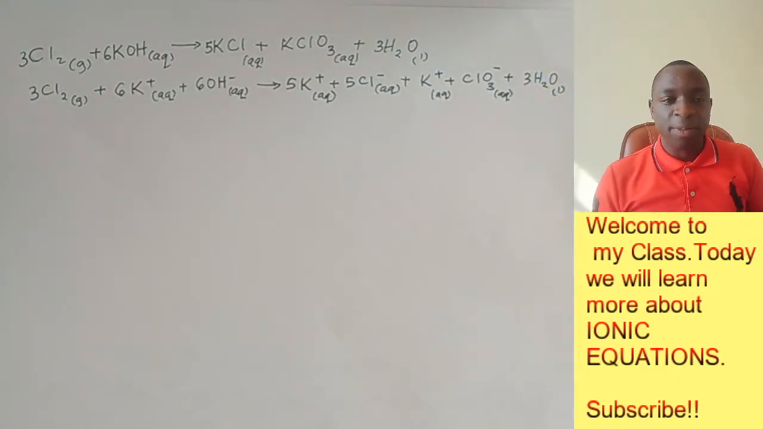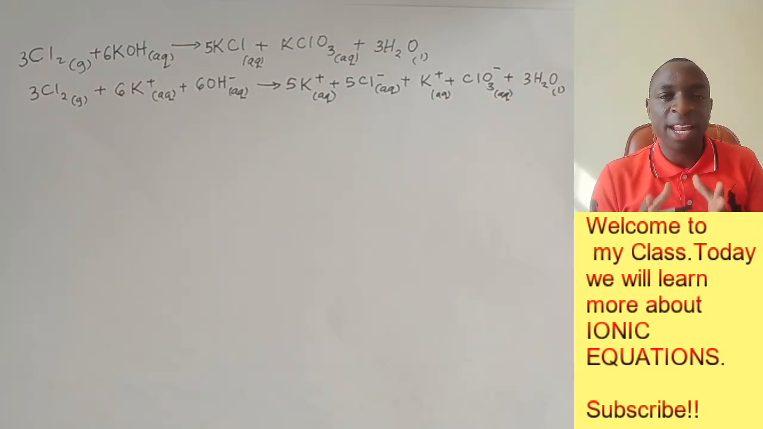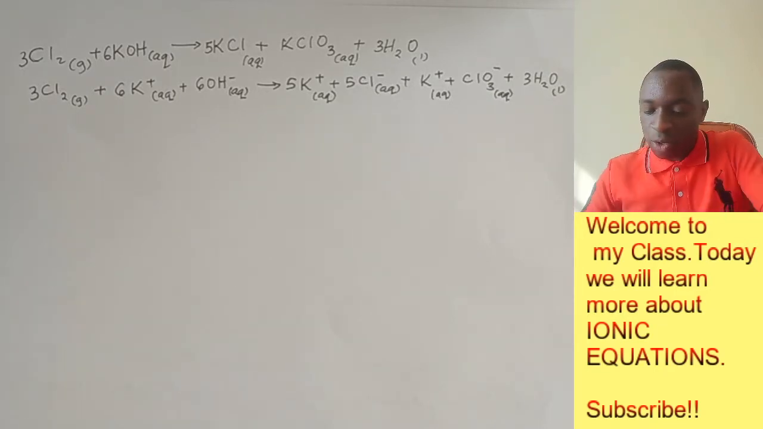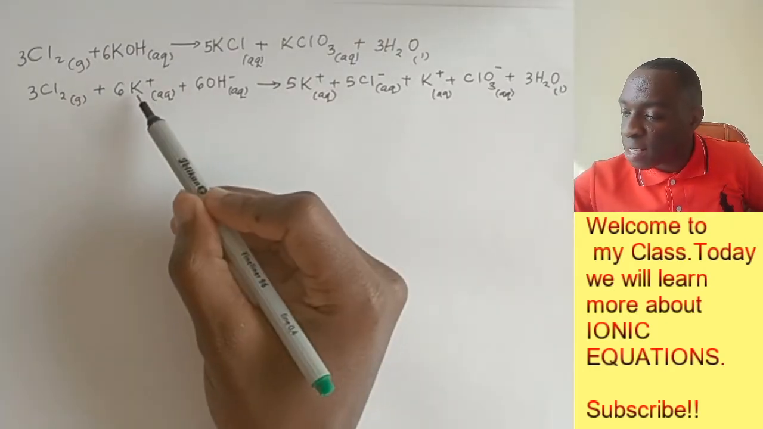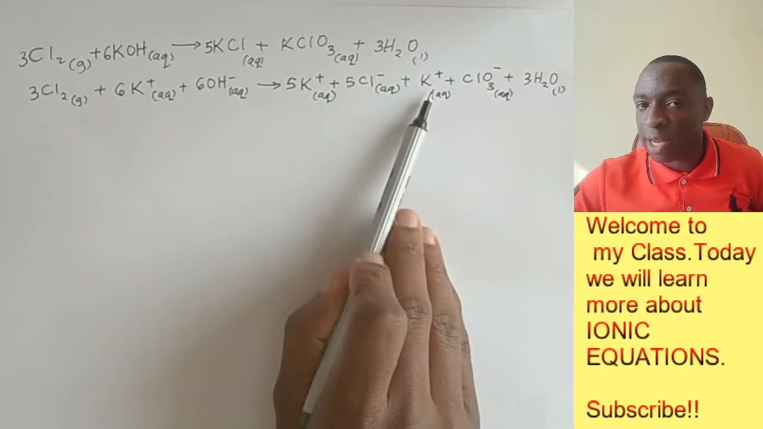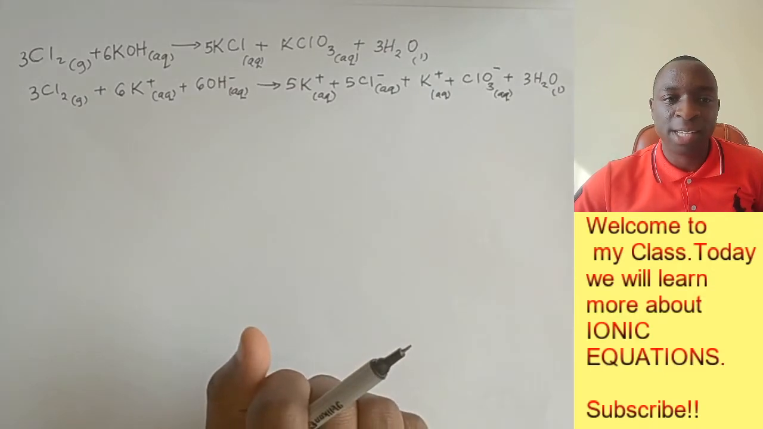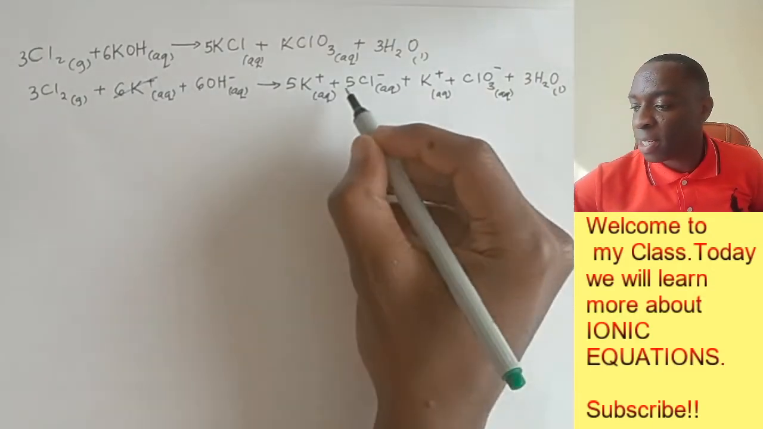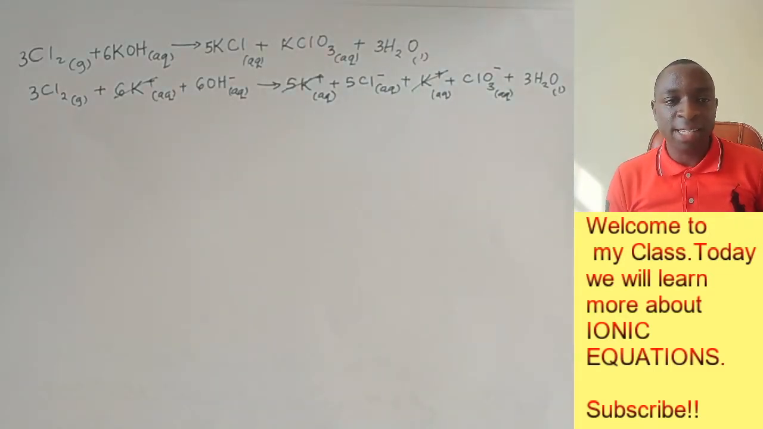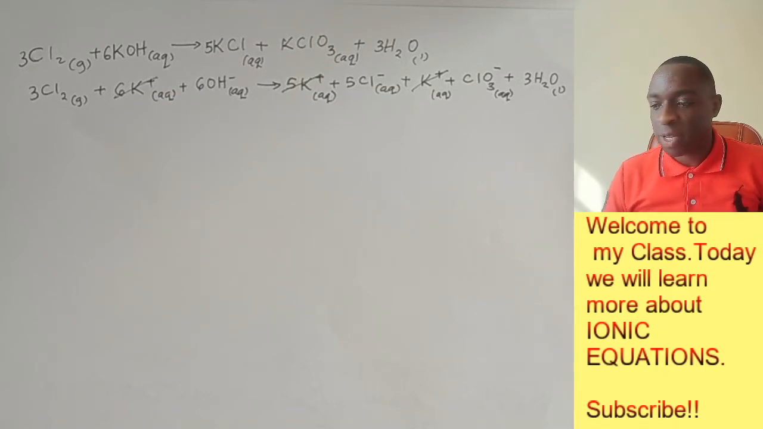Now that is your first step. The next thing is to look for the spectator ions, the ones that remain unchanged on both the reactant side and the product side. So I'll look at this and see that potassium, we have 6 of them right here, and we have 5 plus 1. So that's still a total of 6. So we'll have to cross out the potassium ions because they are the spectator ions. So you'll cross them out like that. Now, whatever remains is going to be your ionic equation. So you just write it down without the spectator ions.